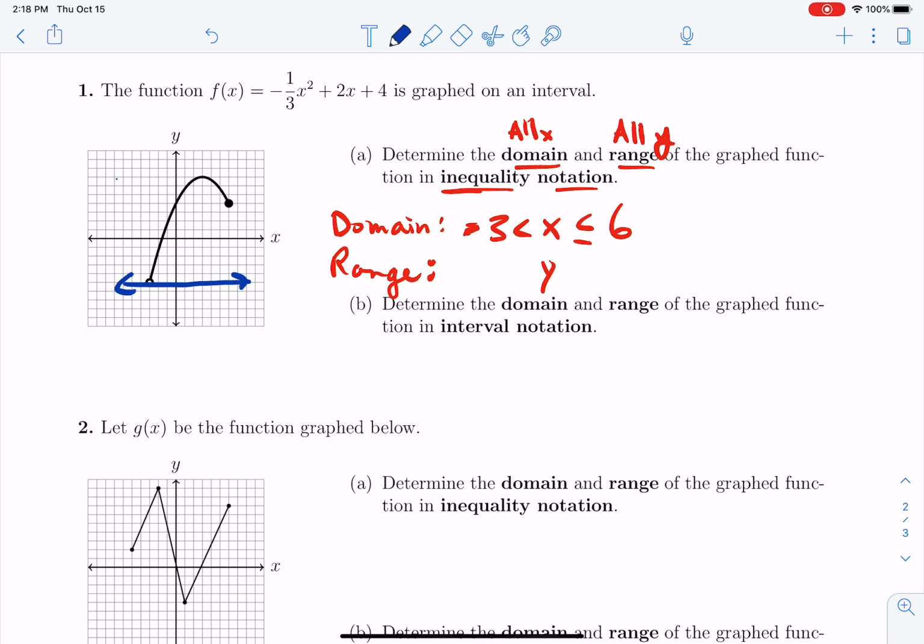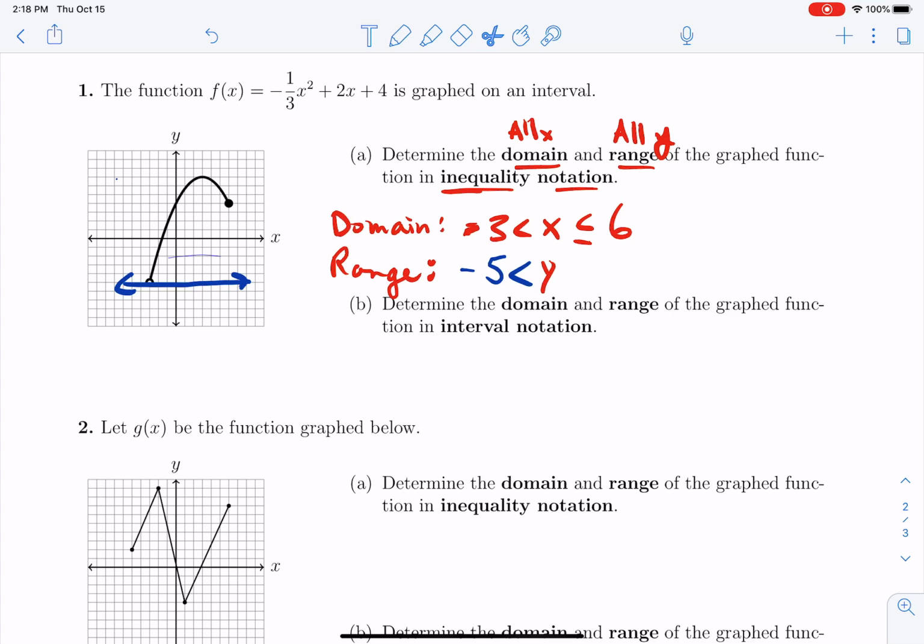So that is at y equals negative 5. Now, is that y value included? It's not included, so I'm just going to write negative 5 is less than y.